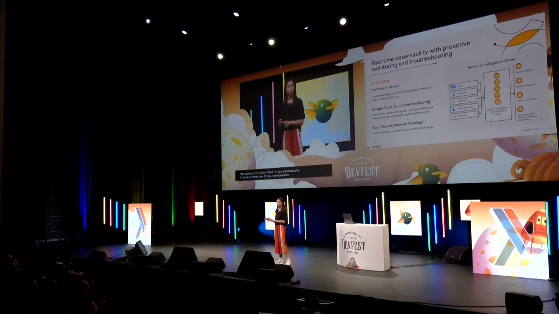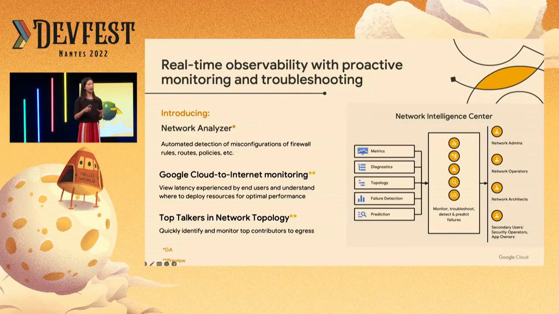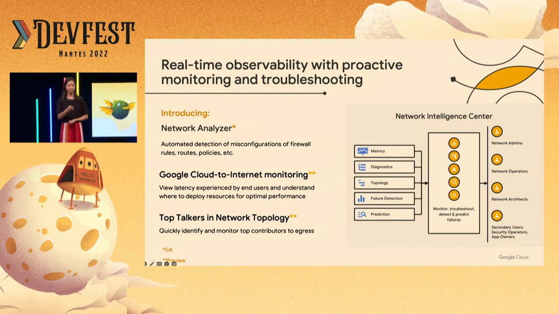A couple of other new things is performance dashboard now shows you your Google Cloud to internet traffic performance as well. And then you also have top talkers in network topology, meaning that you can quickly see which instances are the highest egress instances, so you can make sure you're not spending a ton of money and you can optimize for performance that way.